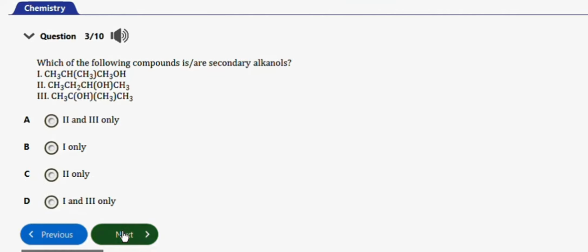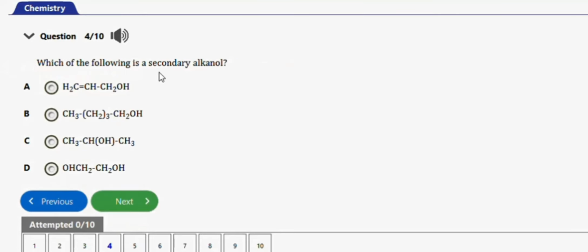The next repeated question says, which of the following is a secondary alkanol? So this one that has OH group in between them, option C.